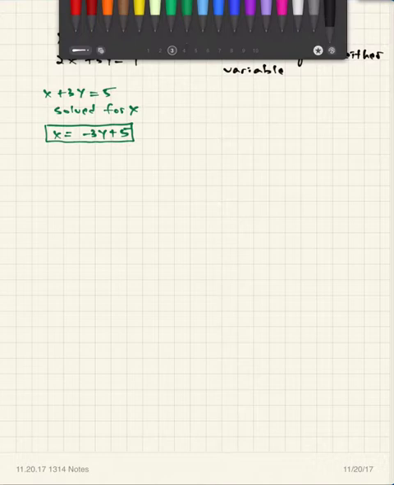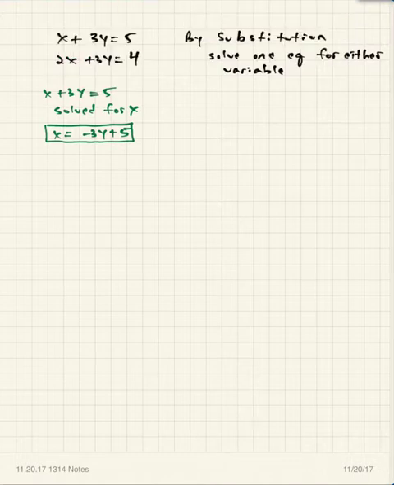The second step is to substitute this expression into the other equation.